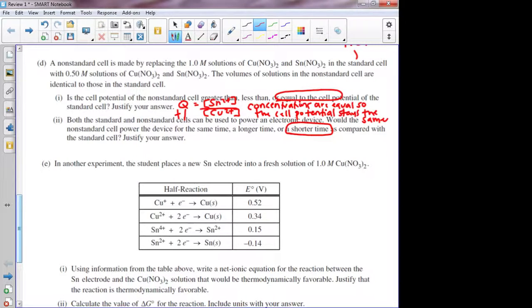Okay, shorter time. So there are fewer Cu2 positive ions, which means E naught will reach 0 faster. And we all know what happens when we reach 0. That means we're at equilibrium and we are dead.